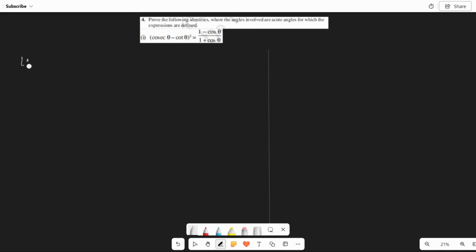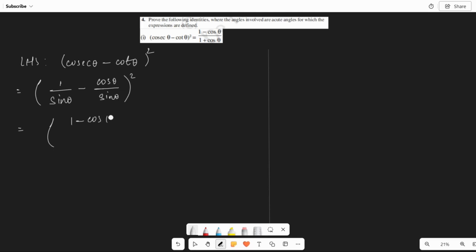So taking the LHS, that is (cosecant theta minus cot theta) whole square. This can be written as (1 by sine theta, as sine theta is the inverse of cosecant theta, minus cos theta by sine theta) whole square. As we can see that denominators are equal, we can just subtract them, that is (1 minus cos theta by sine theta) whole square. That can also be written as (1 minus cos theta) whole square by sine square theta.